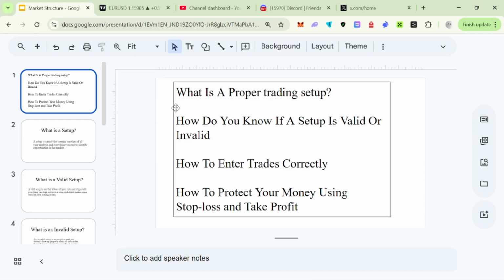So in this video, I'm going to break down what a proper trading setup is. How do you know if a setup is valid or invalid? How to enter trades correctly, and how to protect your money using stop loss and take profits. Now if you actually understand these things, you stop taking random trades and you start trading with the right structure.